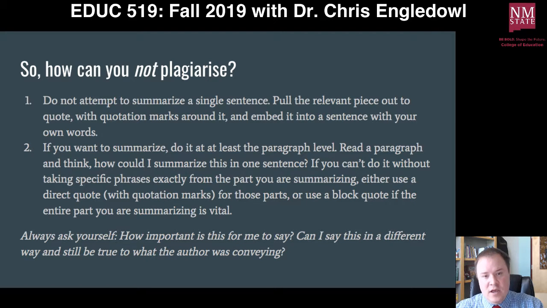If you want to summarize, then do it at least at the paragraph level. So read the paragraph and think, how could I summarize this in one sentence? If you can't do it without taking specific phrases exactly from the part you're summarizing, either use a direct quote for those parts or use a block quote if the entire part you are summarizing is really important. So you should ask yourself, how important is this for me to say? Can I say this in a different way and still be true to what the author was conveying? If you can, then you need to summarize it at a bigger level. If you cannot, that's when you use a direct quote or a block quote. That's a direct quote.